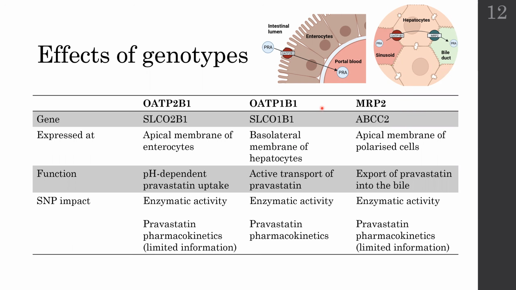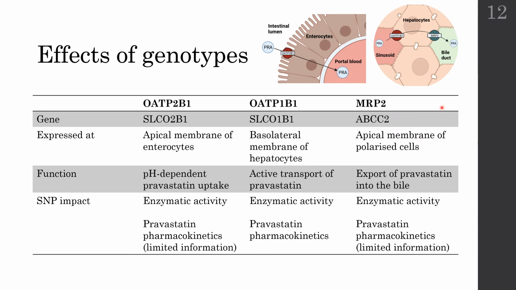So next is OATP1B1, and it's expressed by SLCO1B1 at the basolateral membrane of hepatocytes, and it actively transports pravastatin from the portal vein into the liver. And so again, these SNPs result in changes in the enzymatic activity of OATP1B1 and thus alter the transport of pravastatin as well as its pharmacokinetics.